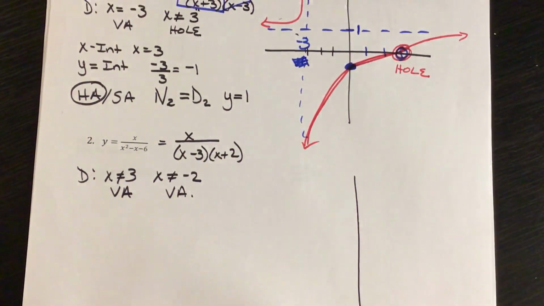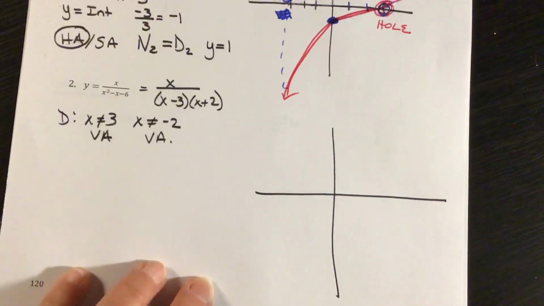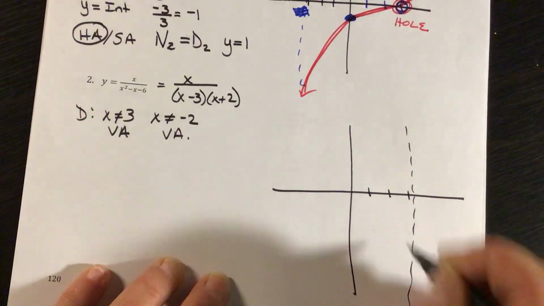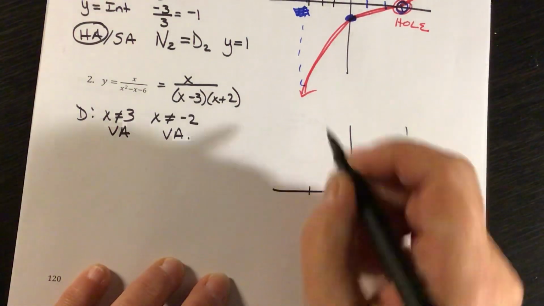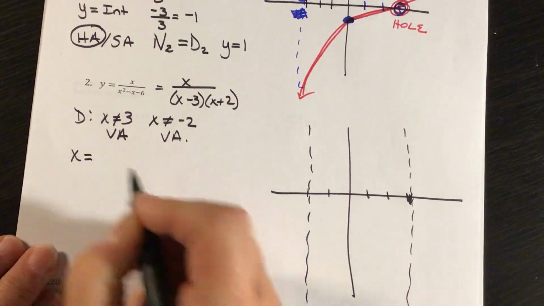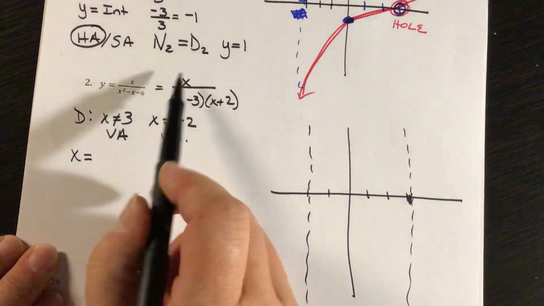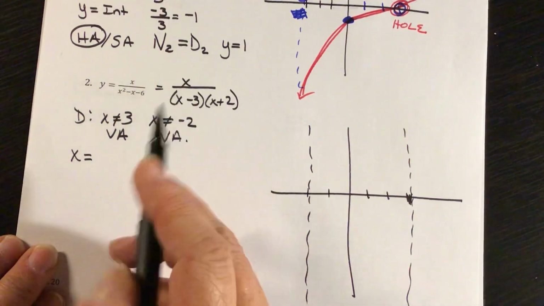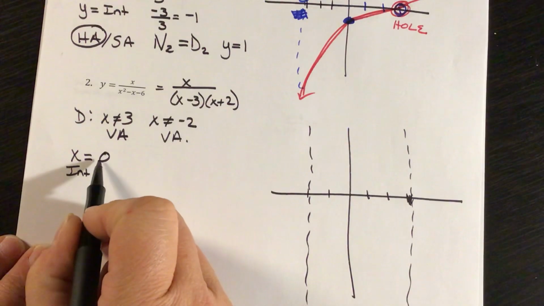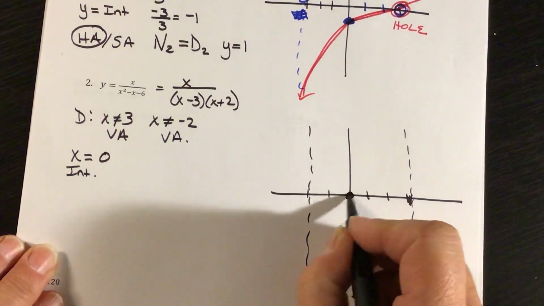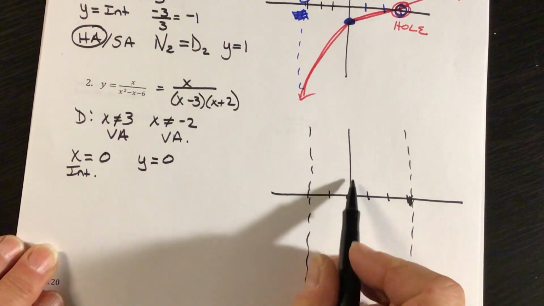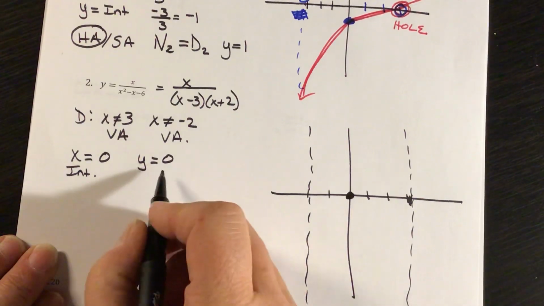So let's draw those in. So vertical asymptotes, x is 3, and x is negative 2, and I have an x-intercept, anything that makes the numerator 0, and that would just be 0. Because I have an x-intercept at 0, that's where my y-intercept is as well. If I have an x-intercept at the origin, it's both the x and y-intercept.